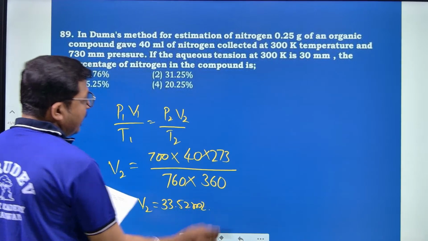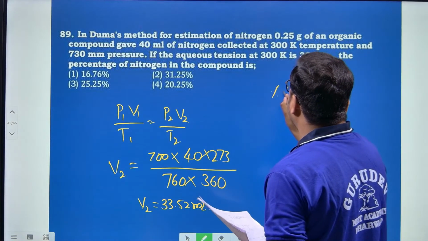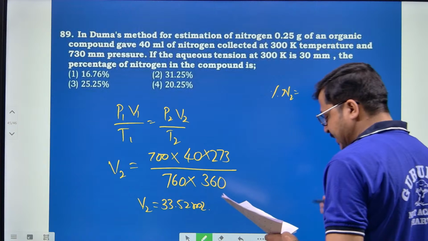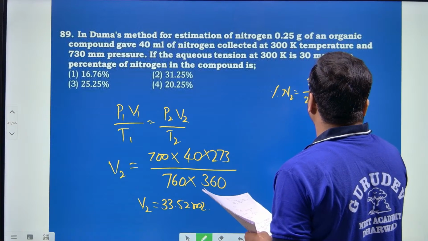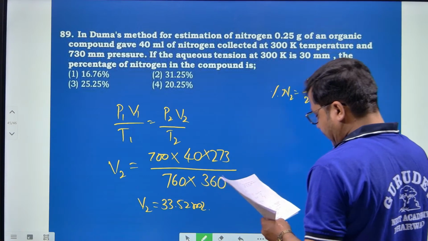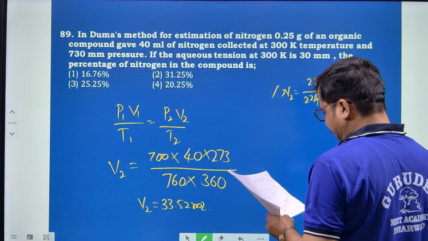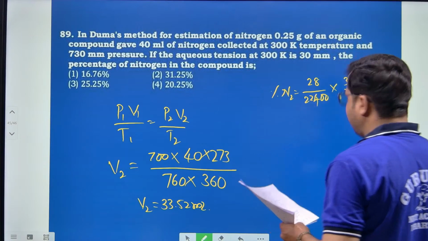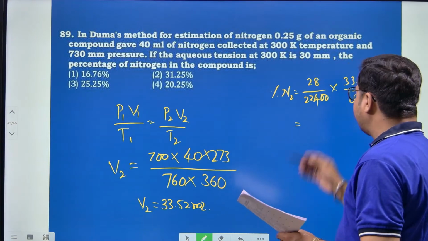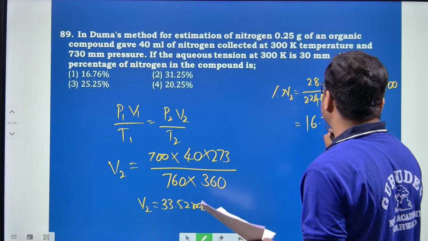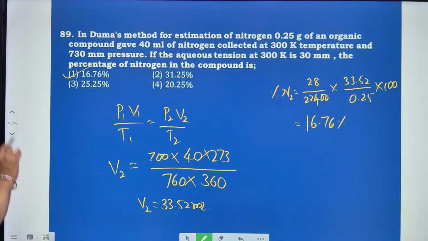After simplifying we will get V2 as 33.52 ml, and now this is substituted in the equation for percentage of nitrogen. Percentage of nitrogen is equal to 28 divided by 22400 into 33.52 divided by 0.25, the mass of the organic compound, multiplied by 100. After simplification you will get 16.76%. Therefore, option 1 is the right answer.